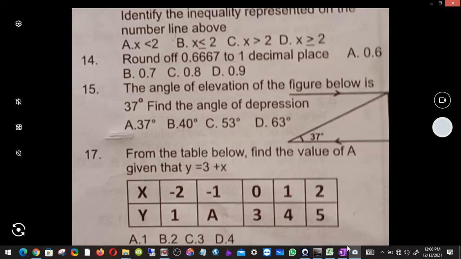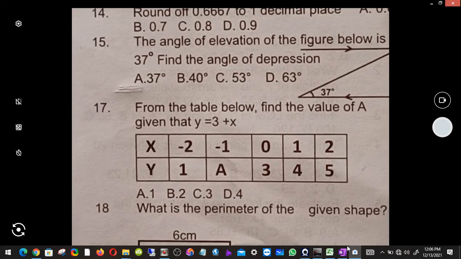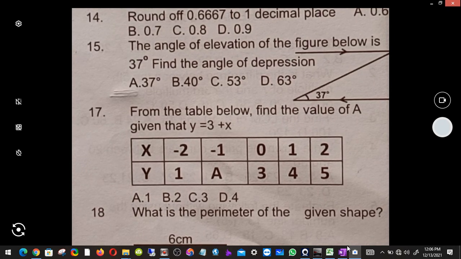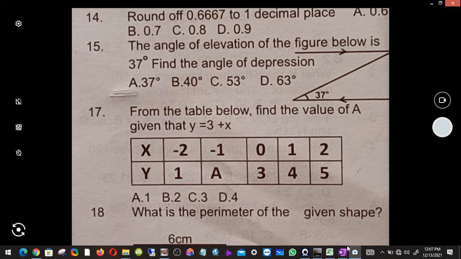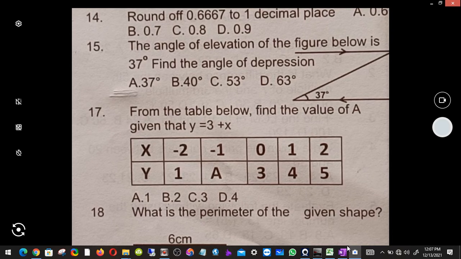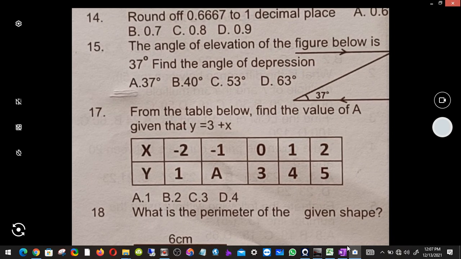Next. From the table below, find the value of A given that Y equals 3 plus X. So to get the value of A, it is the corresponding value when X is what? Minus 1, right? Yes. So take minus 1 and substitute into the equation. Put minus 1 here because Y is equal to 3 plus minus 1, because plus minus is minus, right? Yes. So 3 minus 1. What's 3 minus 1? 2. So Y is equal to 2.